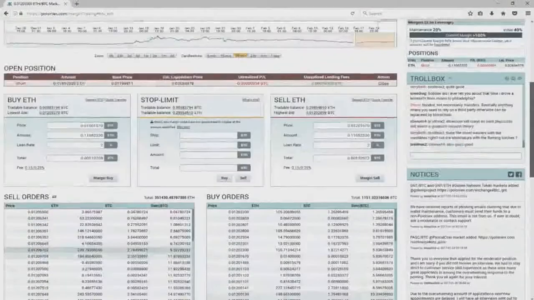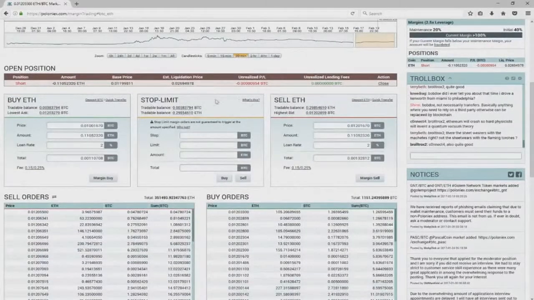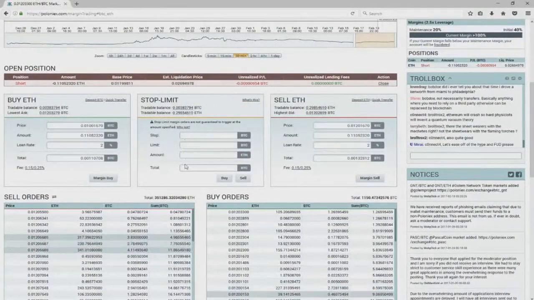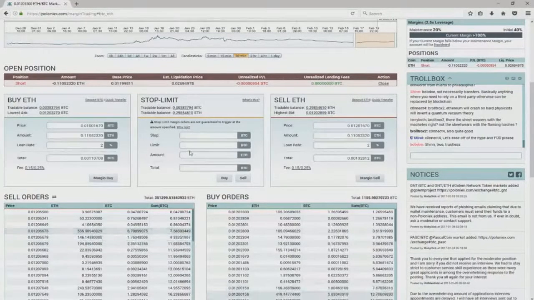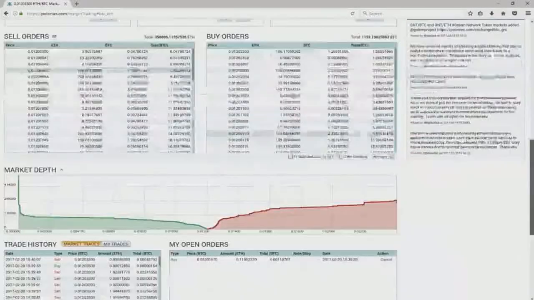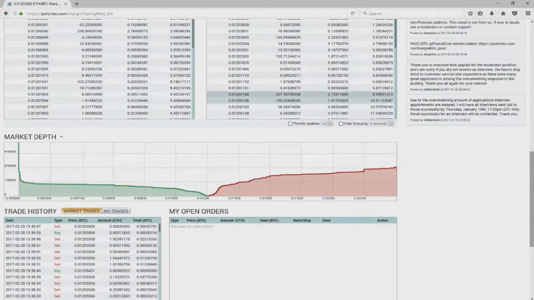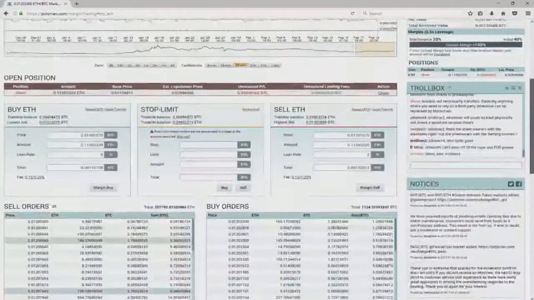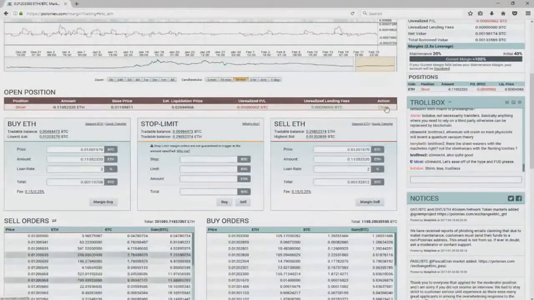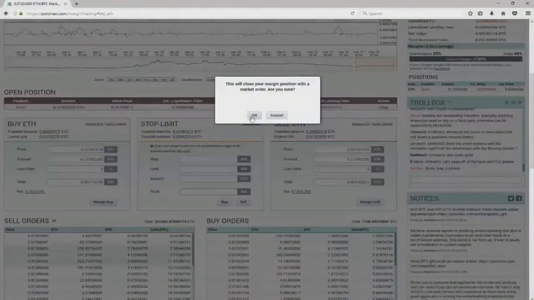Now, I could set a stop as well. If I don't want the market to go against me, I can set a stop exactly the way I demonstrated before, right? And let's say I just wanted to close out quickly out of my trade. Then all I have to do is hit close right here. And it just closes me out.